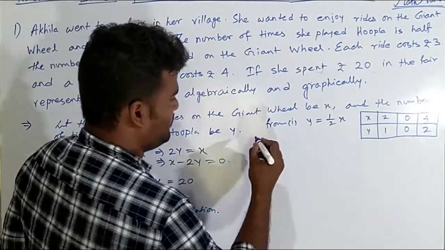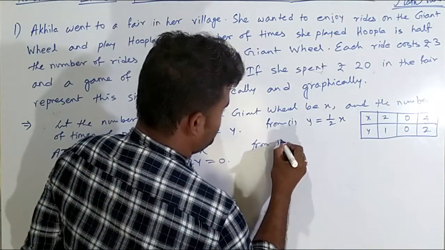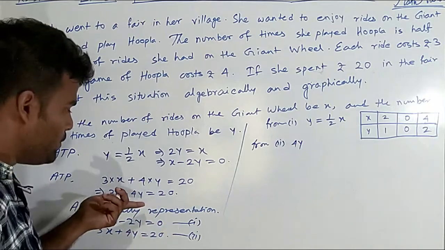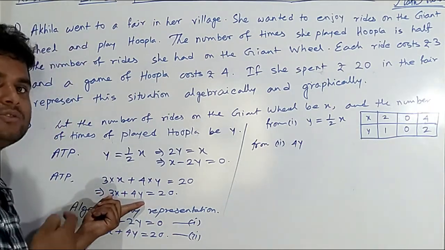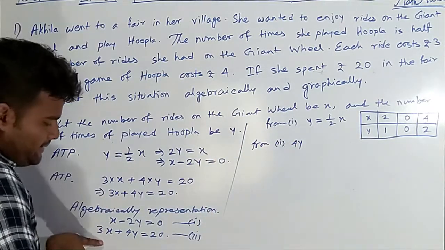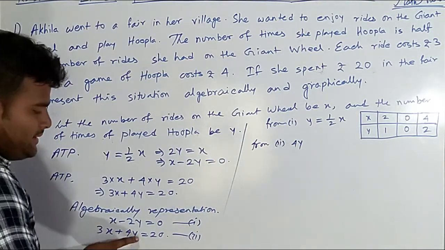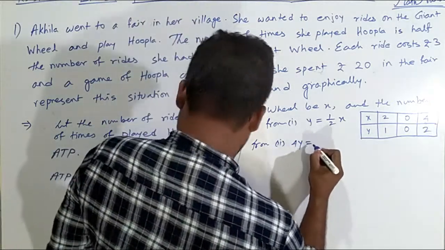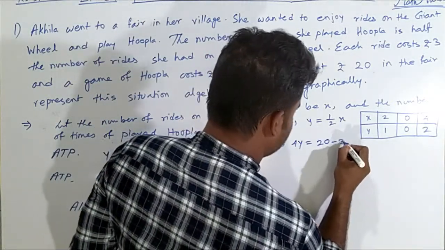Okay? And for the second equation, first we write the variable y in terms of x from this equation, then we find the table. If we write y in terms of x, then it will be 4y is equal to 20 minus 3x.